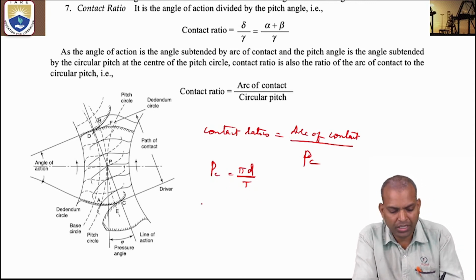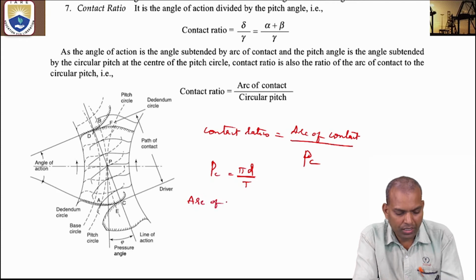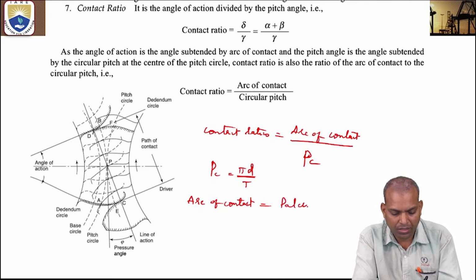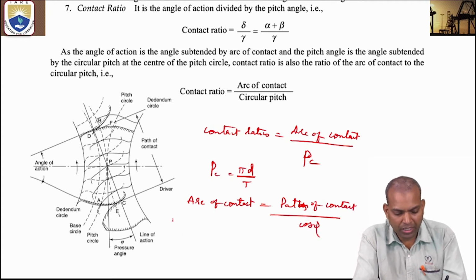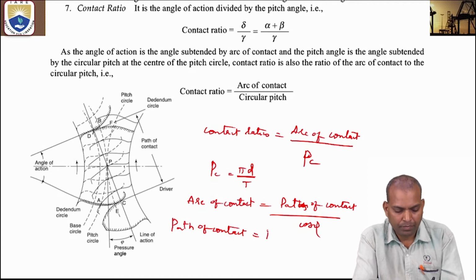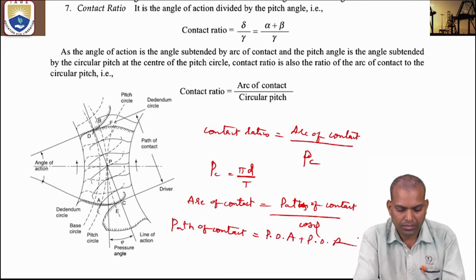Now what is the arc of contact again? This arc of contact, in terms of path of contact, is path of contact by cos phi. Again, what is path of contact? Path of contact equals path of approach plus path of recess.